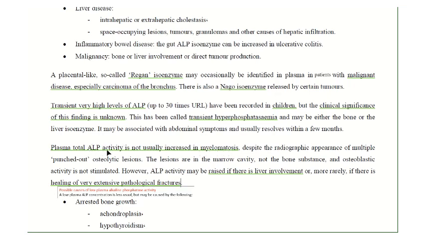Here, plasma total alkaline phosphatase ALP activity is not usually increased in myelomatosis, despite the radiographic appearance of multiple punched out osteolytic lesions. Where are these lesions? In the marrow cavity, not in the bone substance, and osteoblastic activity is not stimulated. But the alkaline phosphatase ALP activity may be raised if there is liver involvement or, more rarely, if there is healing of very extensive pathological fractures in patients who have myelomatosis.